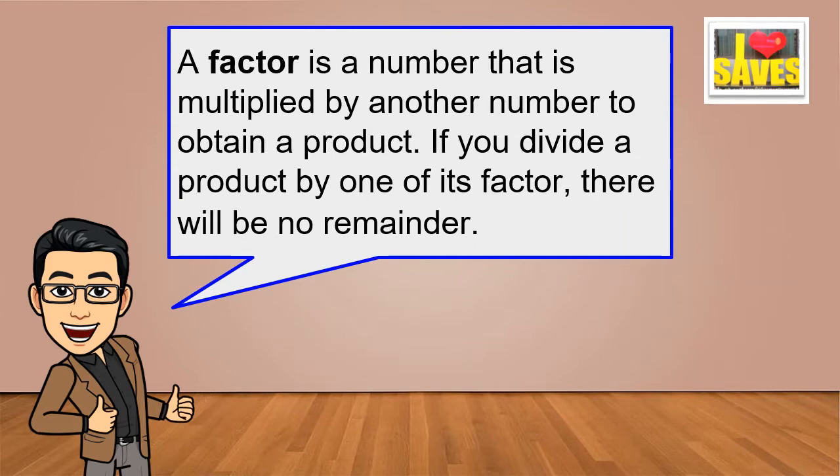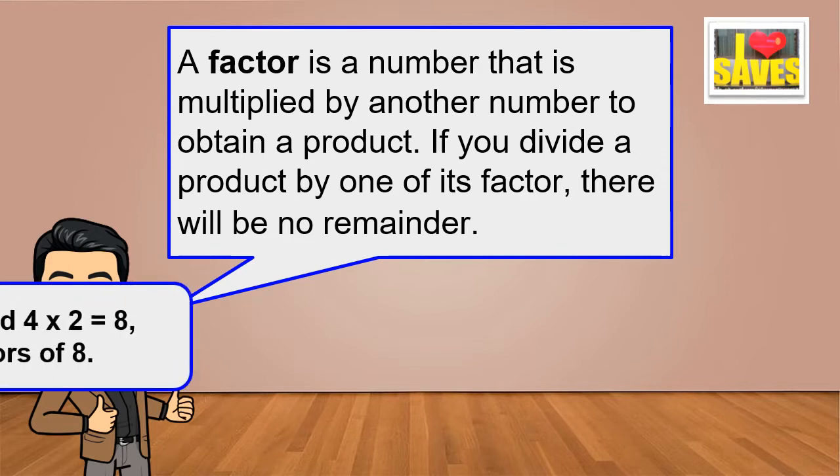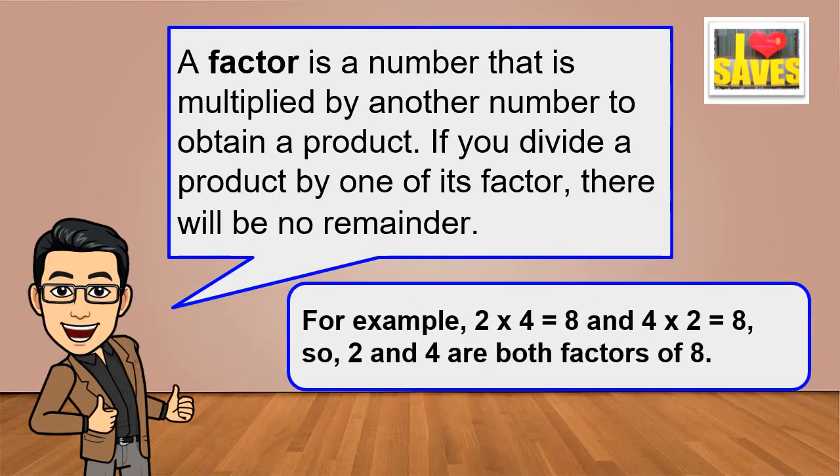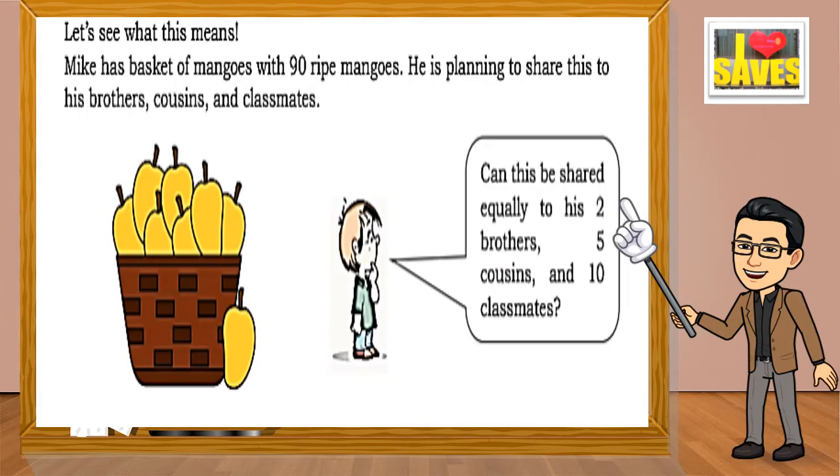Let's move on to factor. A factor is a number that is multiplied by another number to obtain a product. If you divide the product by one of its factors, there will be no remainder. For example, 2 times 4 is equals to 8, and 4 times 2 is equals to 8. So, 2 and 4 are both factors of 8. And if you will divide, 8 divided by 4 is equals to 2. There is no remainder.